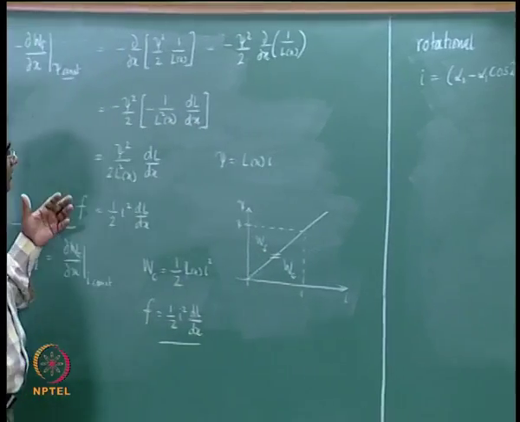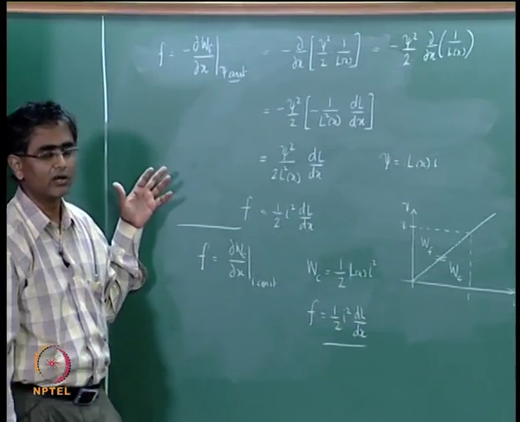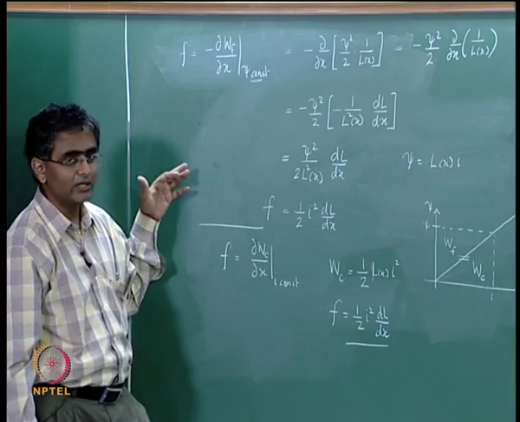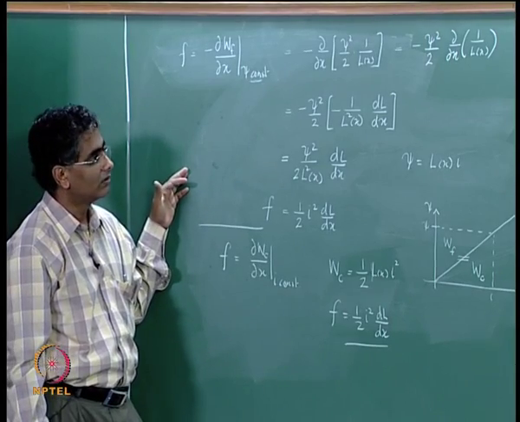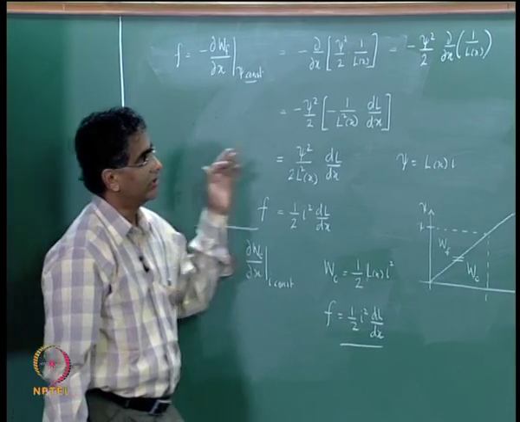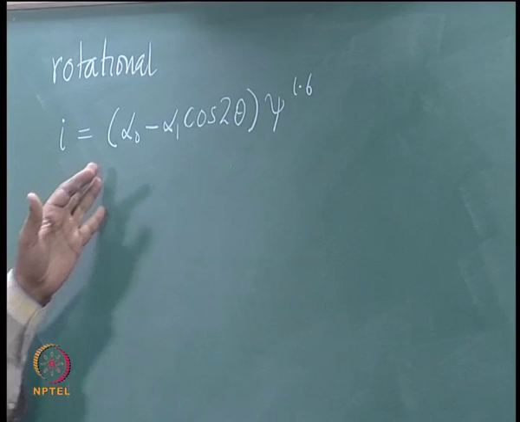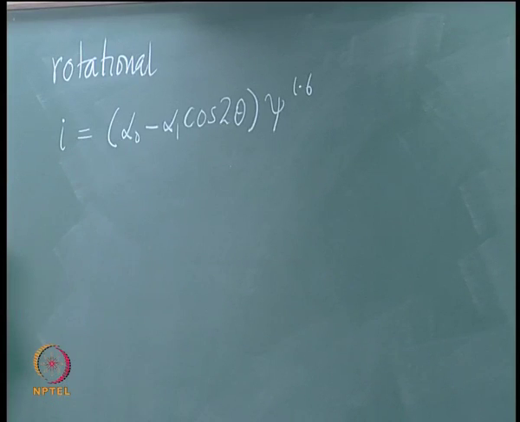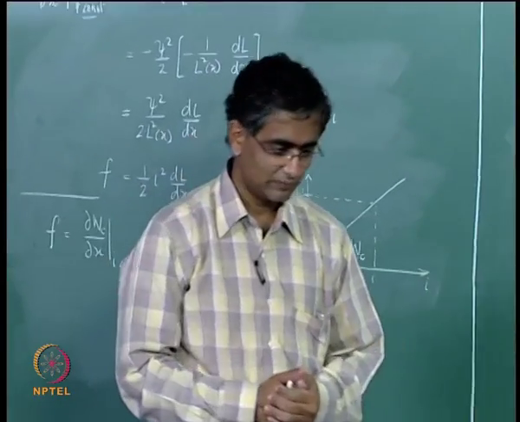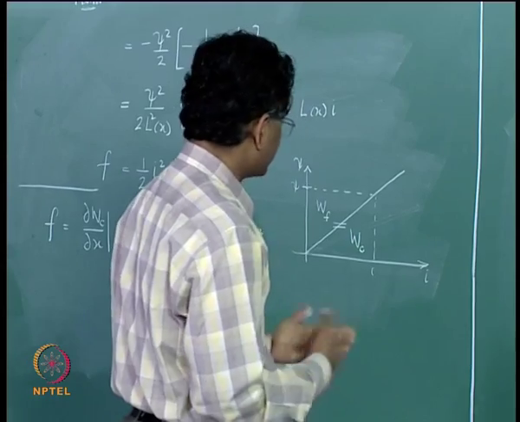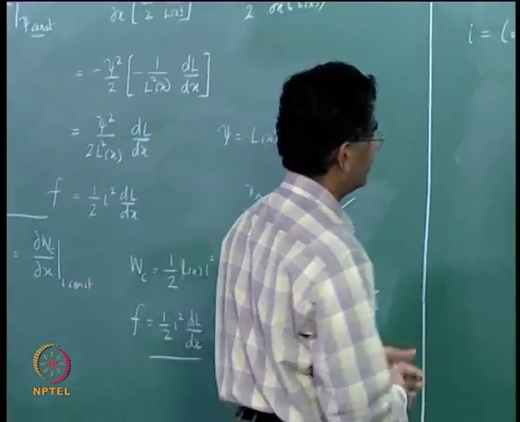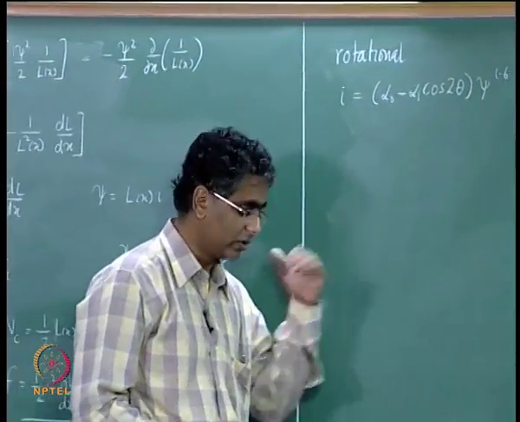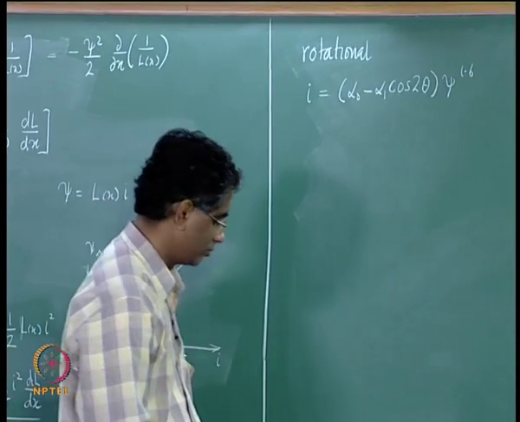Now the system that we considered earlier is a magnetically linear system, whereas what we are looking at now is a magnetically non-linear system. And in this case, we want to find out the expression for force. As before, we can use either the field energy or the field co-energy. So let us do it using both of them.